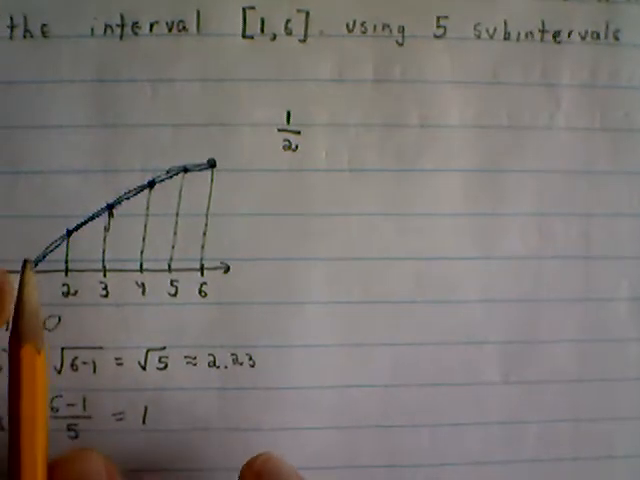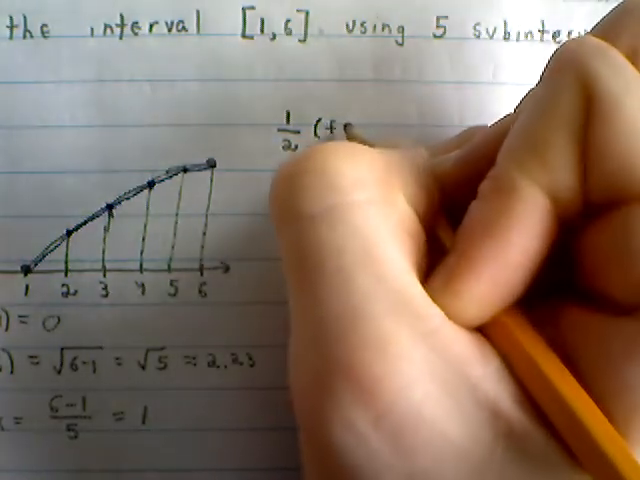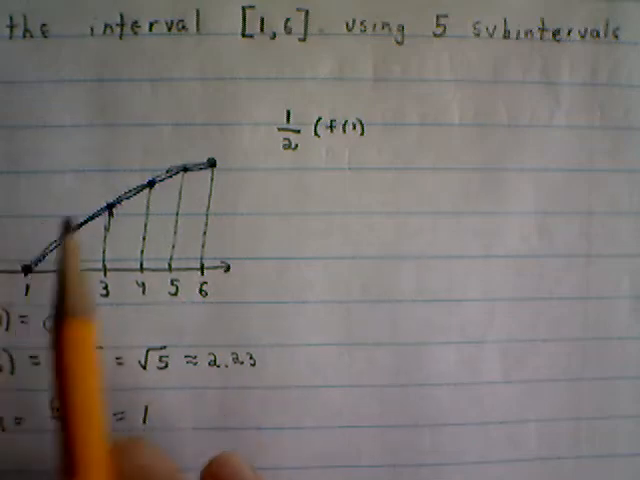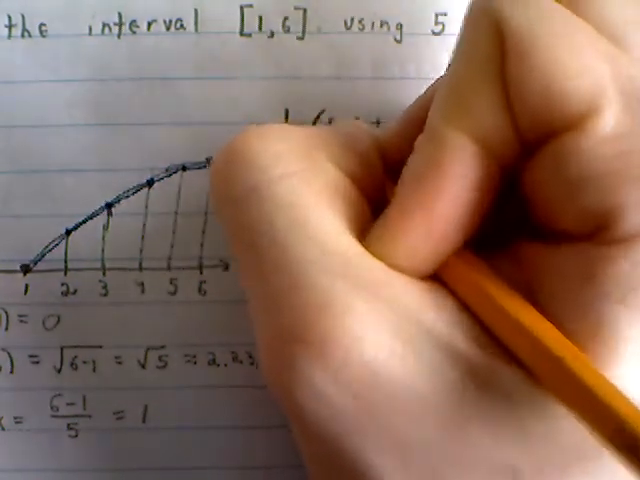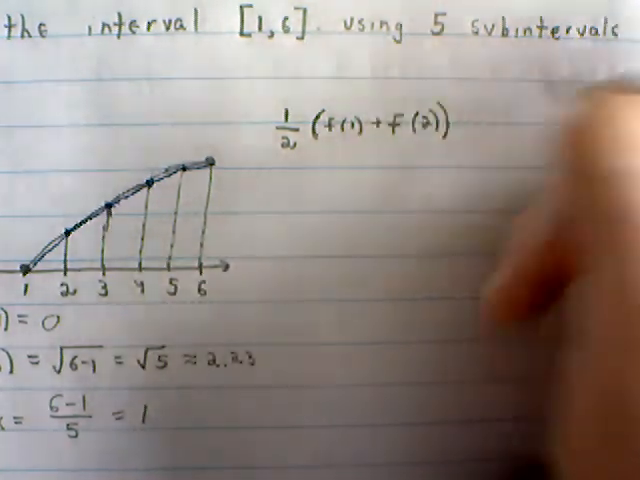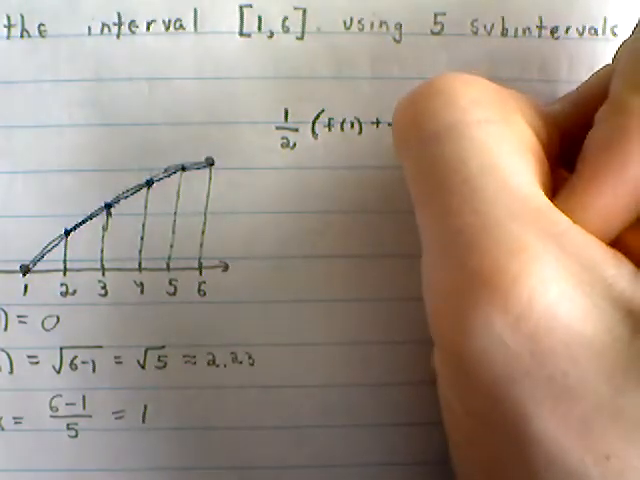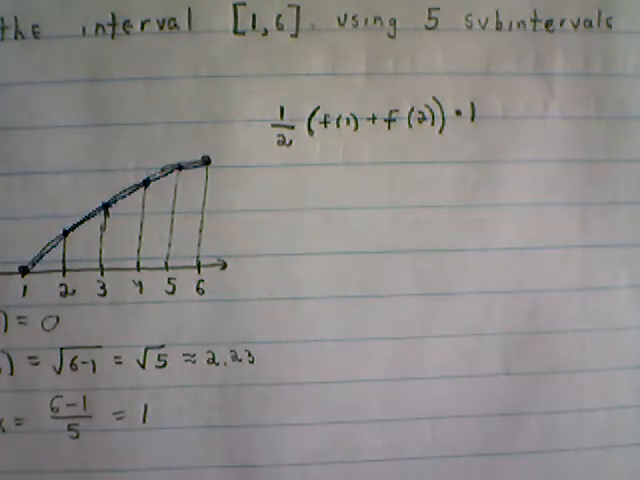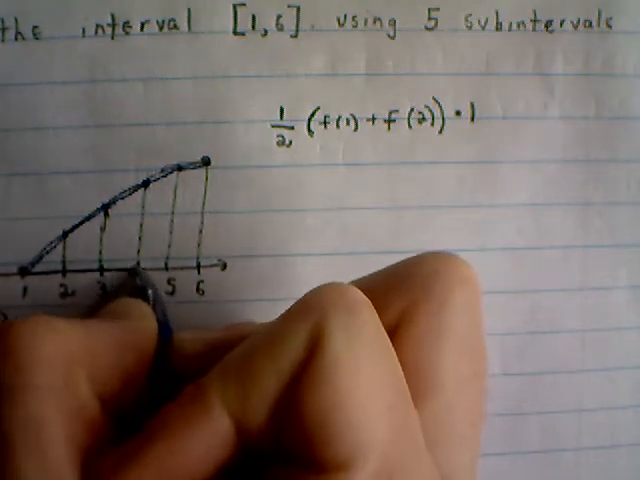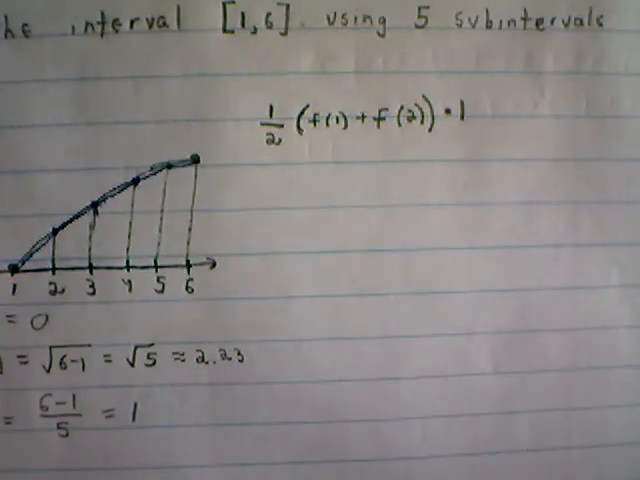Now, base 1 is the height on the left side, so I'm going to have f of 1. Base 2 is going to be the height on the right side, plus f of 2, times the height of the trapezoid, which is going to be 1, because each of my subintervals is the height of the trapezoid. All right.